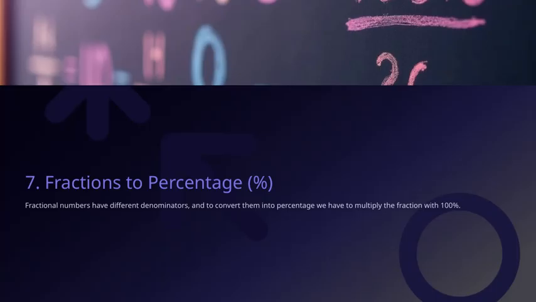Now, let's talk about converting fractions to percentages. Fractions often have different denominators, which can make understanding their value a bit tricky. To turn a fraction into a percentage, we need to multiply the fraction by 100%. Essentially, this process helps us express the fraction as a part of 100, making it easier to compare and interpret.